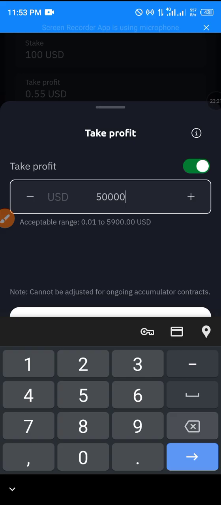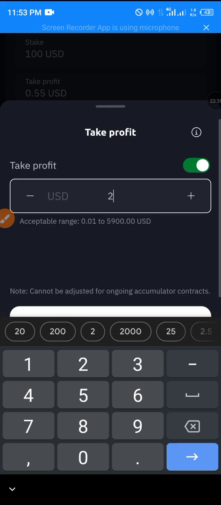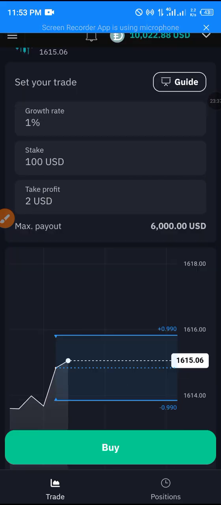Yeah, you can put 5,000. Yeah, you want to use 100 to make 5,000. Well, or you can put 50, or you can put 5, or you can even put 2. You can even put $2. So you just save it.